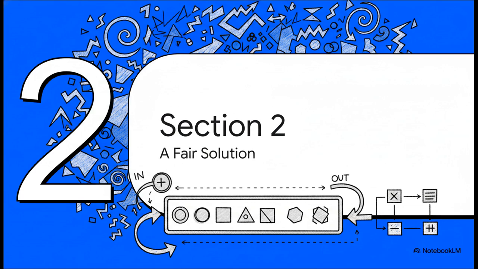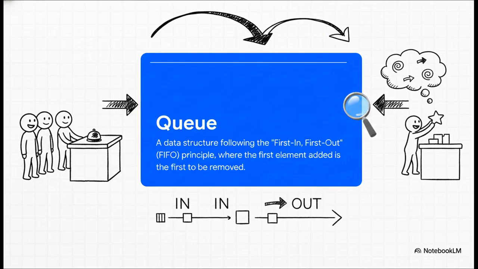Well, it turns out computer science has this awesome, super elegant solution. Let's talk about it. Meet the hero of our story, the queue. And its superpower is simple: fairness. It all comes down to a principle called first in, first out, or FIFO for short. Think about it. It's just like standing in line at a coffee shop. The first person to get in line is the first person who gets their coffee. It's simple, it's effective, and everybody understands it's fair.